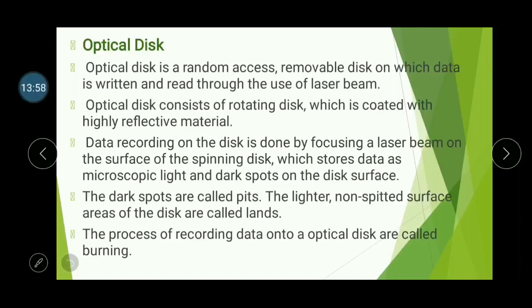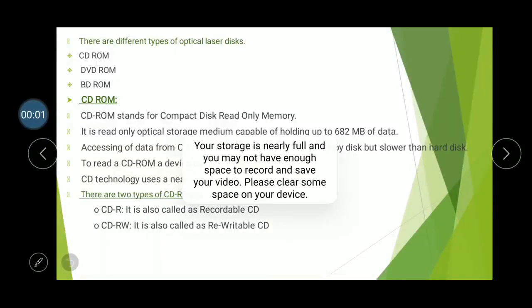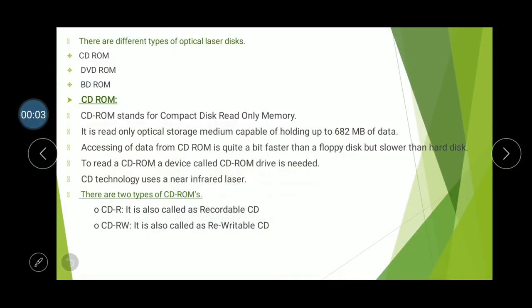The dark spots are called pits. The lighter non-pitted surface areas of the disks are called lands. The process of recording the data onto optical disks is called burning the data or burning the disk. There are different types of optical laser discs: CD-ROM, DVD-ROM, BD-ROM.